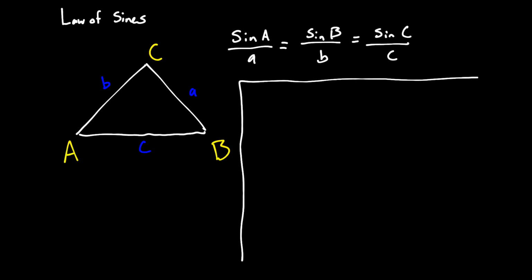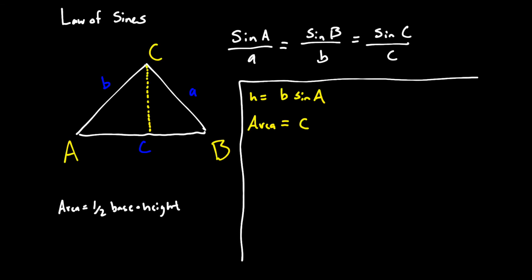The area of a triangle is always given by 1/2 base times height. We can obtain the height by forming a right triangle by subdividing the angle C as follows. The height in this case is then going to be equal to b times sine A. Then the area is going to be equal to c times b times sine A, all this multiplied by 1/2.